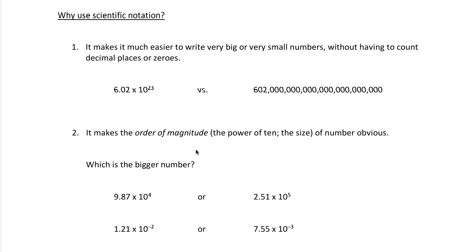All right, why bother using scientific notation? Well, first, it makes it much easier to write very big or very small numbers, and we don't have to worry about counting decimal places or zeros. This 6.02 times 10 to the 23 means we move the decimal place 23 to the right. That gives us this. This is clearly a lot easier to read, understand, and write than this, which I had to count very carefully.